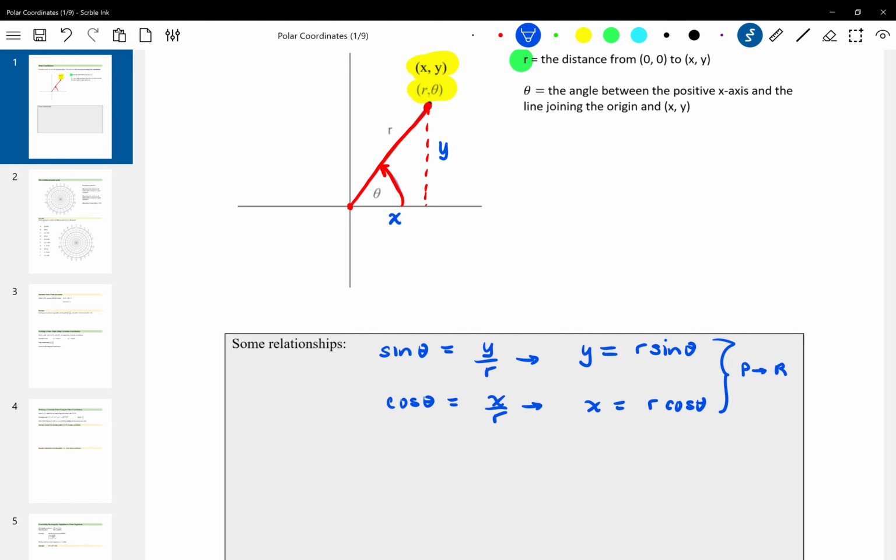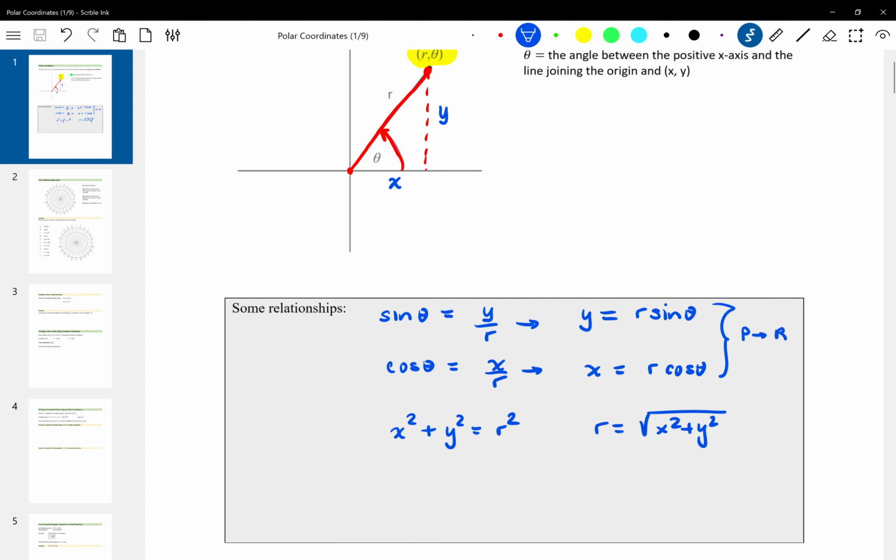Now, other relationships we have, well, let's see. The Pythagorean theorem looks like it comes into play here. I'm going to say x squared plus y squared is equal to r squared. And I'm also going to say r equals the square root of x squared plus y squared. Now that's assuming that we want r to be positive. And in most cases, I'd say 99% of the time we want r to be positive. There are times when we want r to be negative also. So just understand that those two are both valid relationships there.